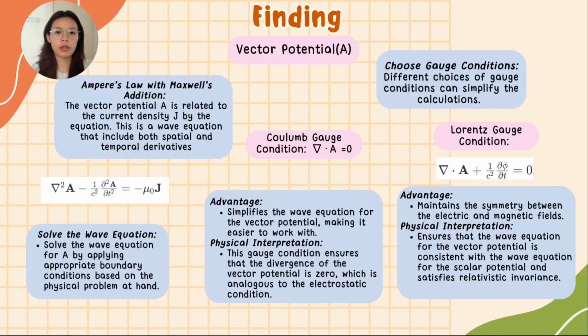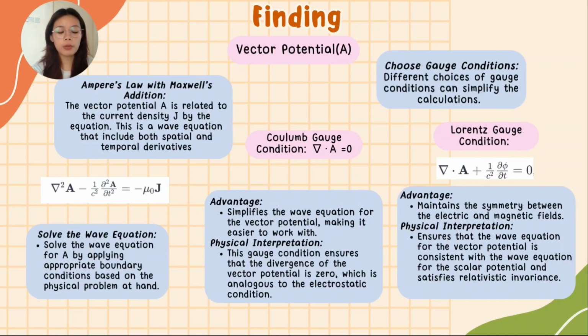Choosing gauge conditions in vector potential is also crucial because different choices of gauge conditions can simplify the calculation. So there's two common gauges, which is Coulomb gauge and also Lorentz gauge. First, we look at the Coulomb gauge, whose condition is nabla dot A equal to 0. In this Coulomb gauge, the advantage is that it simplifies the wave equation for the vector potential, making it easier to work with.